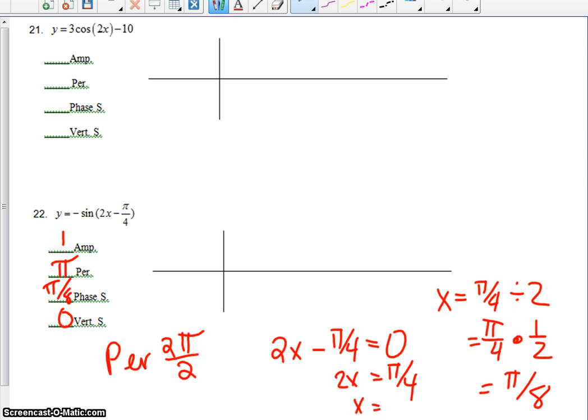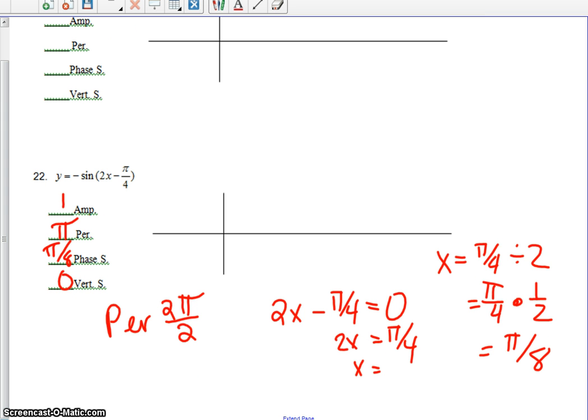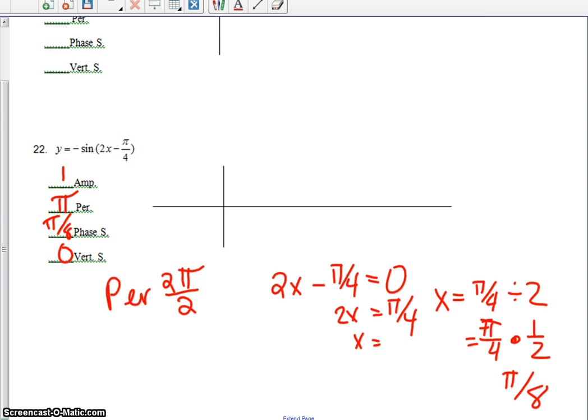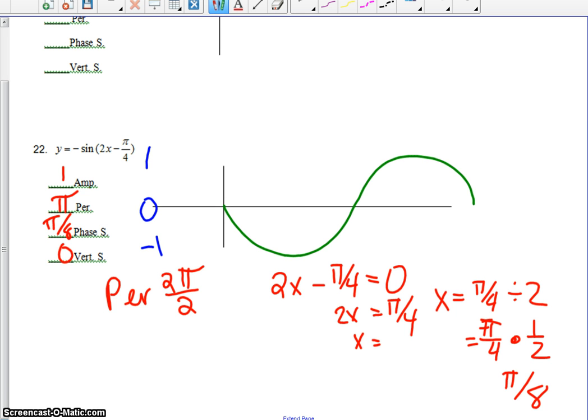My vertical shift was always 0. There was never anything added there. So my vertical shift is 0. From there, I have an amplitude of 1, 1, and negative 1. And next I'm going to do my sine curve. Since I know I have a phase shift, I'm going to do it in a lighter color. I'm going to go up and down here, and I'm going to have to extend that.